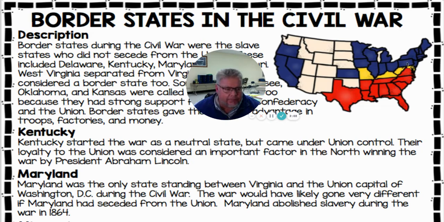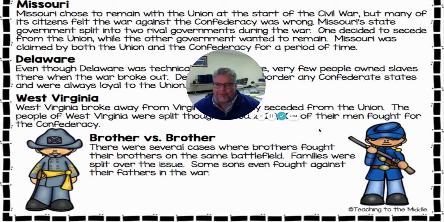So Maryland's right here. It's hard to see on this map. It's kind of tiny, but it's this right here. It's kind of an odd shape, and Washington, D.C. is right here, right on the border between Maryland and Virginia. And so if Maryland right here had become red, a slave state, Washington, D.C. would be surrounded by the Confederacy. That would have been a bad thing.